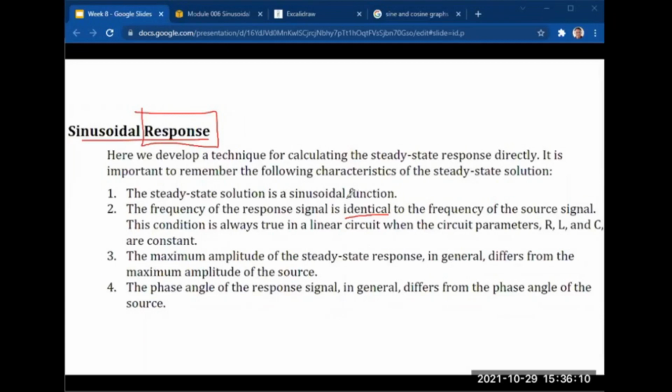So that's why we said identical. Meaning when we look at the graph of the response and the source, they are almost identical, but there will be differences such as the maximum amplitude and the phase angle.